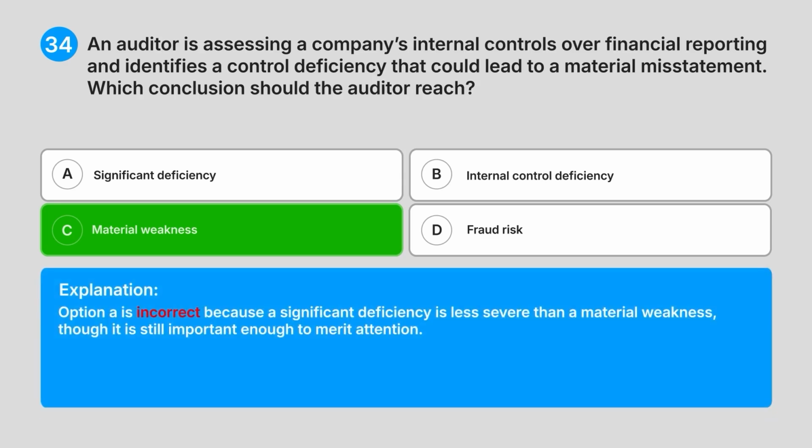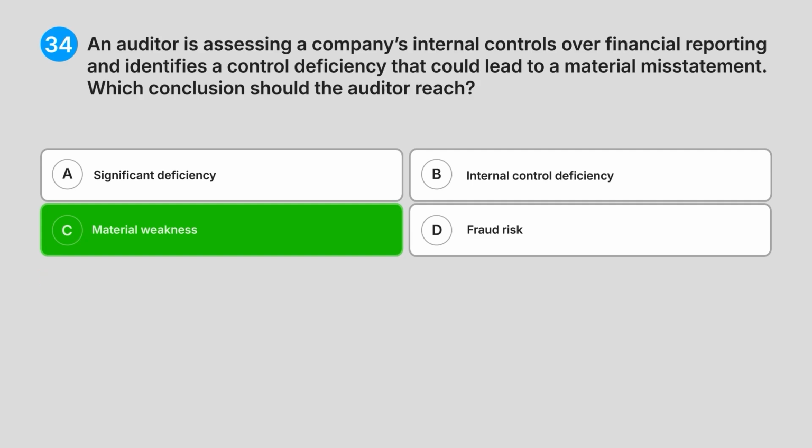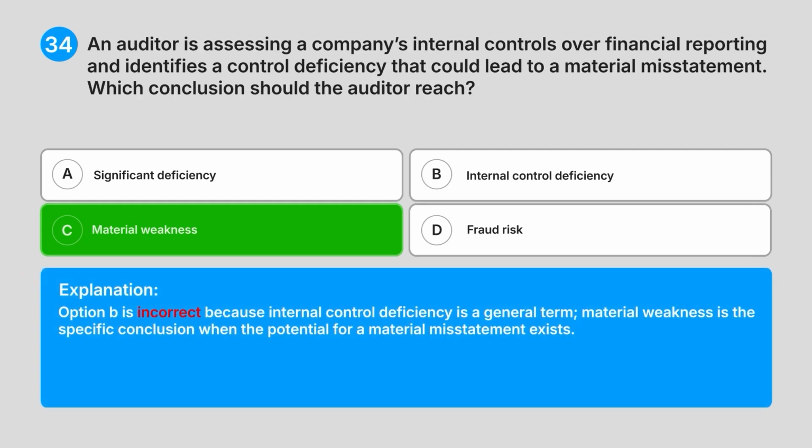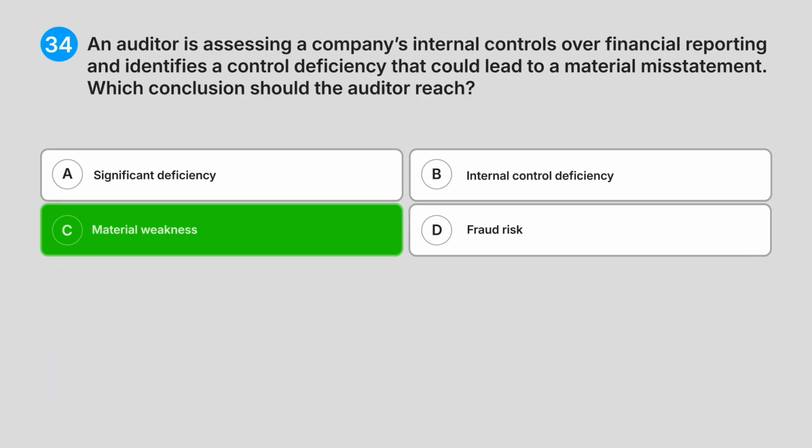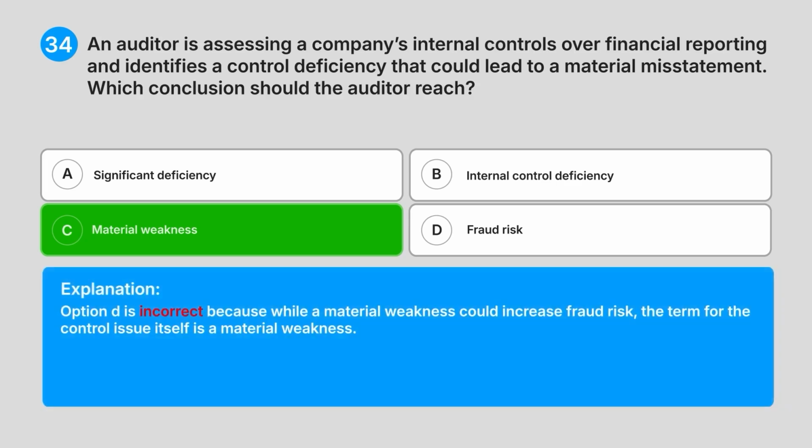Option A is incorrect because a significant deficiency is less severe than a material weakness, though it is still important enough to merit attention. Option B is incorrect because internal control deficiency is a general term. Material weakness is the specific conclusion when the potential for a material misstatement exists. Option D is incorrect because while a material weakness could increase fraud risk, the term for the control issue itself is a material weakness.